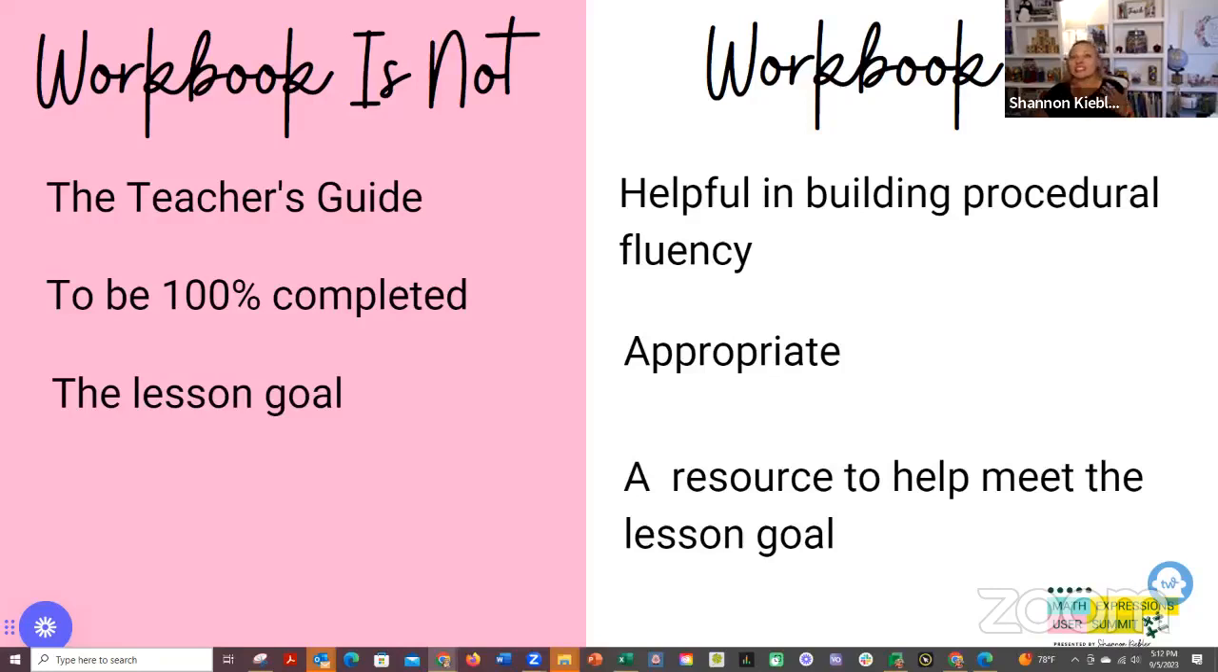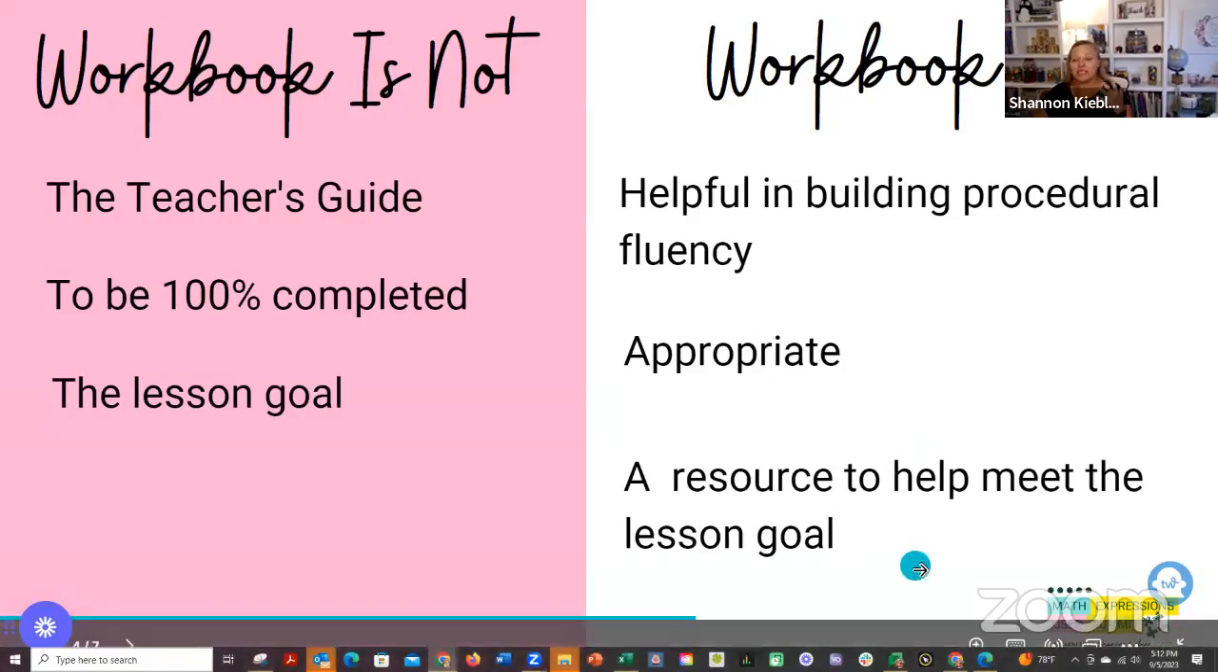So we may philosophically disagree with that. We may think these problems are so hard, my first graders would never be able to do them. Well, that's just an opinion, because they are appropriate according to the standard and the rigor of the learning progression. We may not like it, but it doesn't change the fact that it's still appropriate. So our goal is to elevate our teaching and provide whatever scaffolds are needed so kids can access that level of problem. And then, of course, it is a resource to help meet the learning goal.